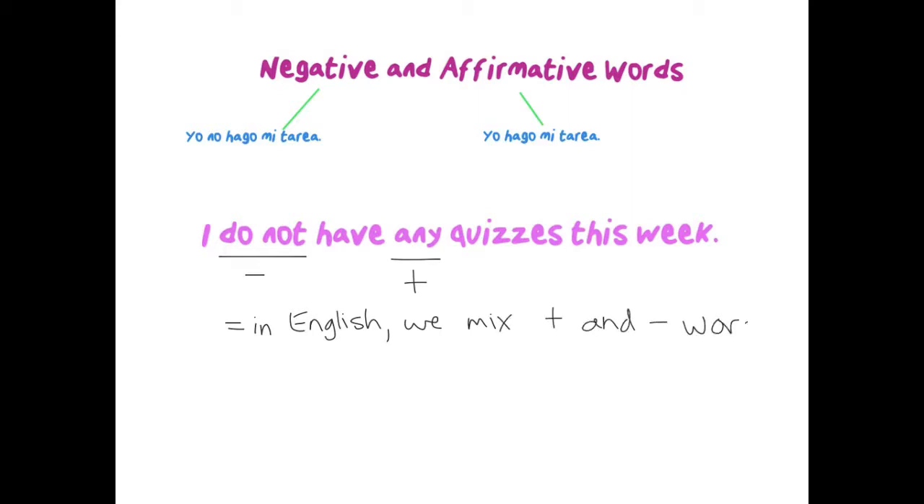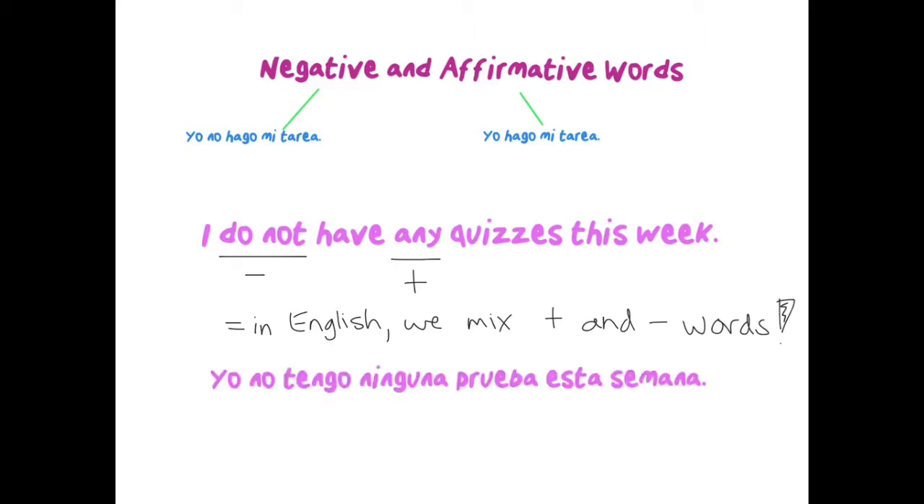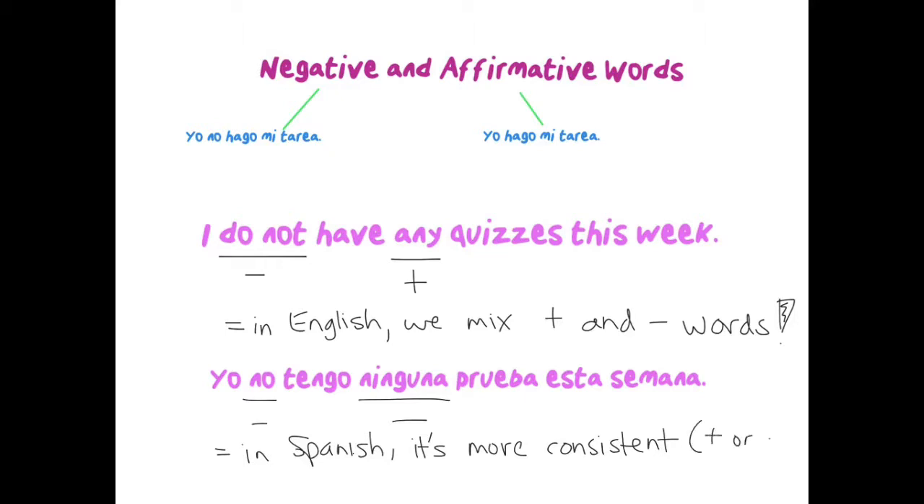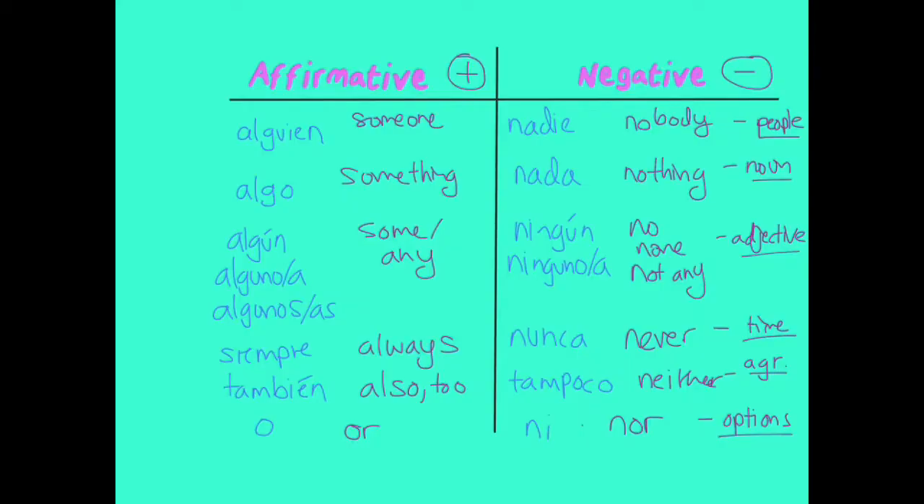Now, in English, we tend to mix positive and negative words all the time. It's normal for us. But in Spanish, you need to be consistent. So if something's negative, no tengo, everything else is usually negative afterwards. Or if it's positive, everything following will be positive as well. So it's much more likely to have double, triple negatives in Spanish. So "I don't got no homework never" sounds really weird in English, but it could totally work in Spanish. So there's much more consistency there. So let's take a look at some of these words.